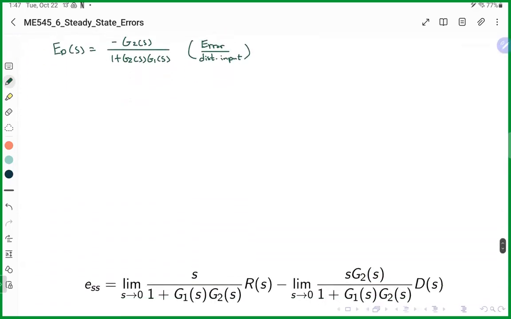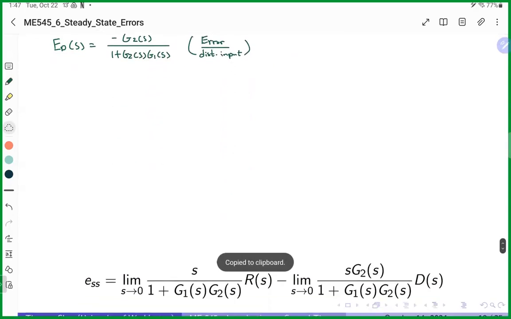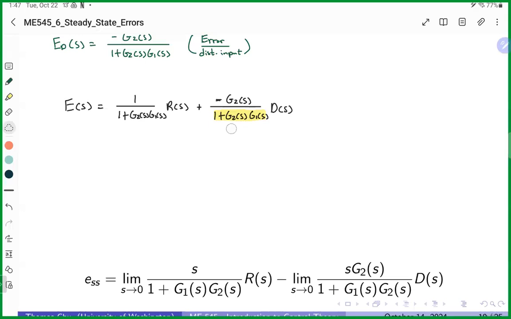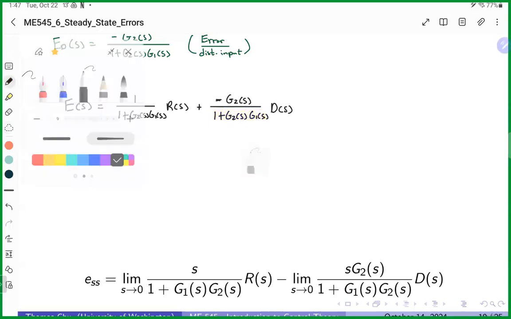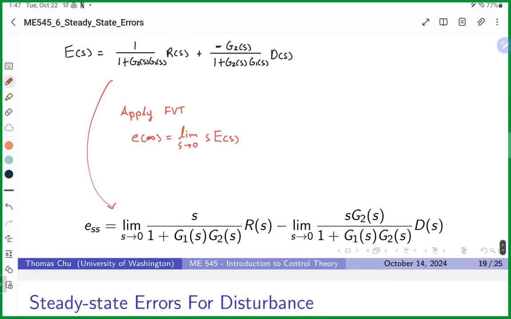And to get the steady state value, what we do is we take this expression of error in the frequency domain, and then we apply the final value theorem, where E at infinity is equal to the limit as S goes to 0 of S multiplied by E of S. And that's where we get this expression here.